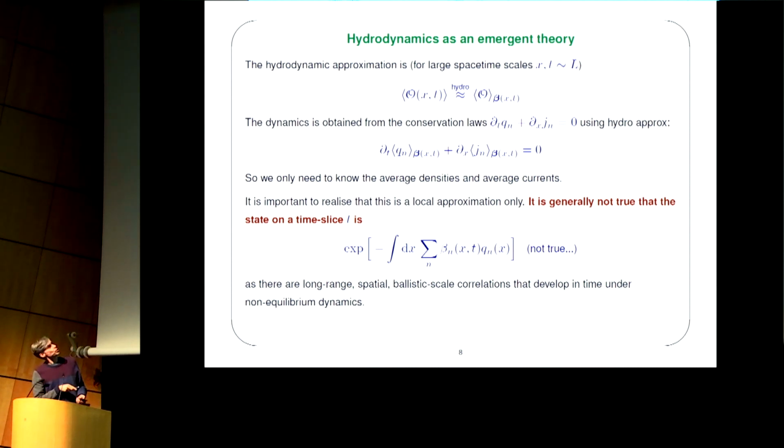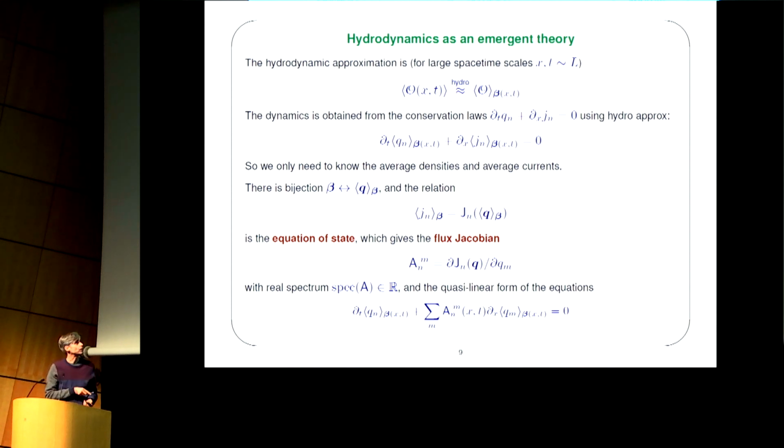Okay? Now, once you have that, you can develop the structure of Euler hydrodynamics. So in general, there's a bijection between the betas within some regions and the average densities within some regions, so the temperatures, chemical potential, and average energy, average particle number, etc. Okay? And with this bijection, you can always write the currents as functions of the densities. These are the equations of state. That includes, for instance, the pressure, which is the momentum current, as a function of particle density. Okay? So you write this, and then by constructing this flux Jacobian, which is just the derivative of current with respect to densities, you get the so-called quasi-linear form of the Euler equations. Okay? So this is the basic structure.